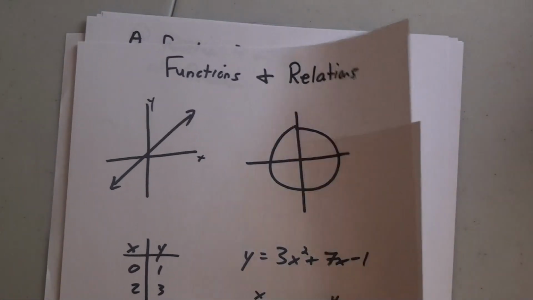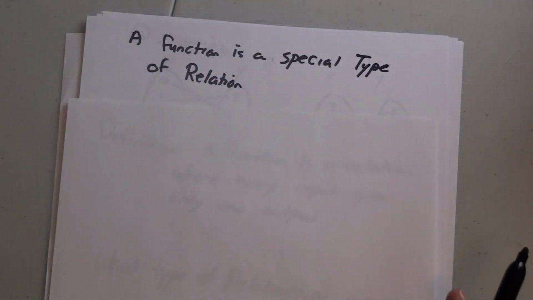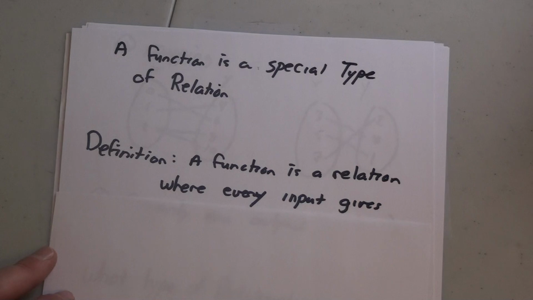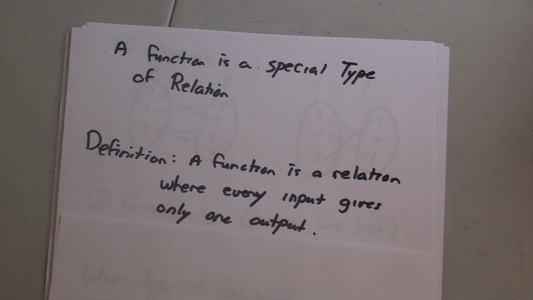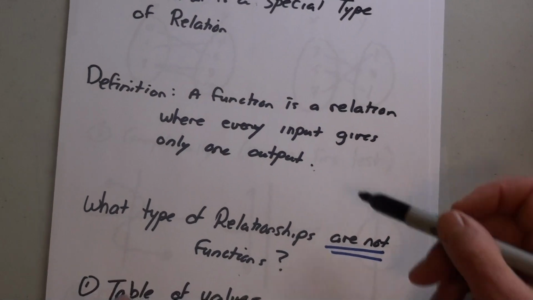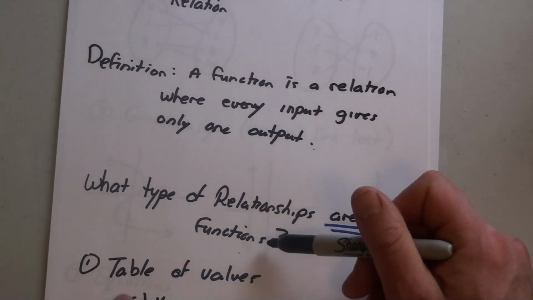A function is just a special type of relationship. It is a relationship where every input gives you only one output. And the biggest question we can ask is, what type of relationships are not considered functions?